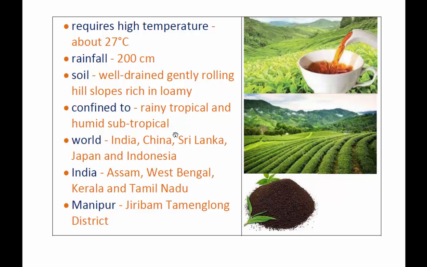In the world, India, China, Sri Lanka, Japan and Indonesia produce a lot of tea. In India, Assam, West Bengal, Kerala and Tamil Nadu produce tea. Even in Manipur, it is not widely cultivated, but we have a place like Jiribam in Tamenglong district. They produce tea in a small amount, but it is said that the tea we produce in Manipur is of high quality.